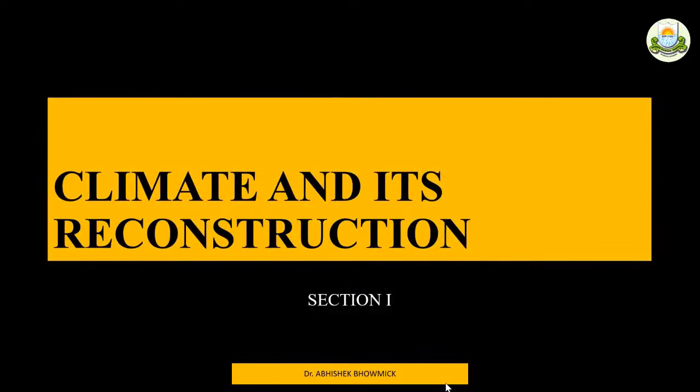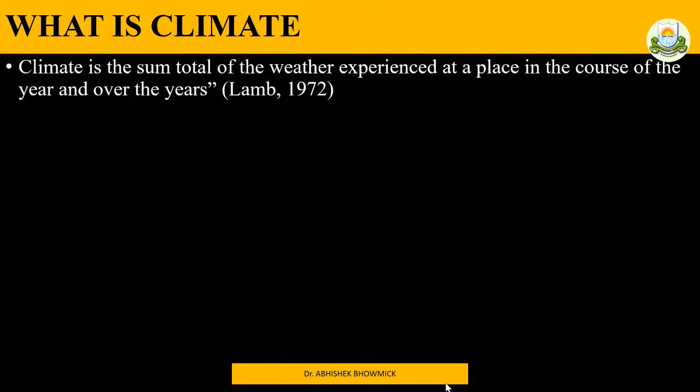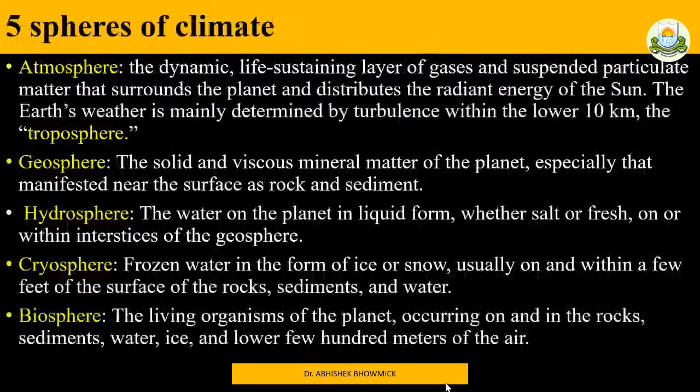So, climate and its reconstruction: what is it? Climate is the sum total of weather experienced at a place in the course of years and over the years. So this continues over a longer duration of time. When the weather is considered constant, it is called the climate. Let's understand the spheres of this climate.